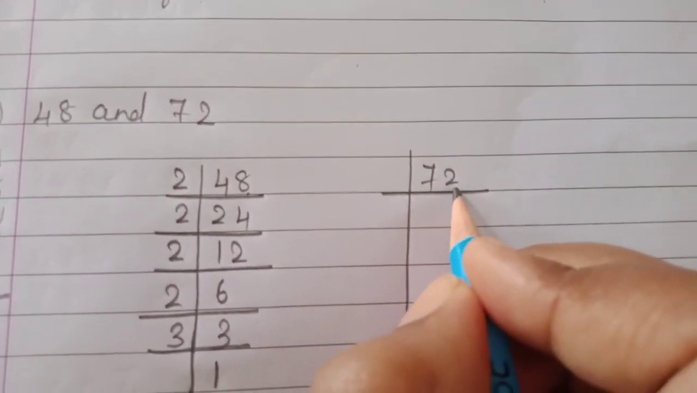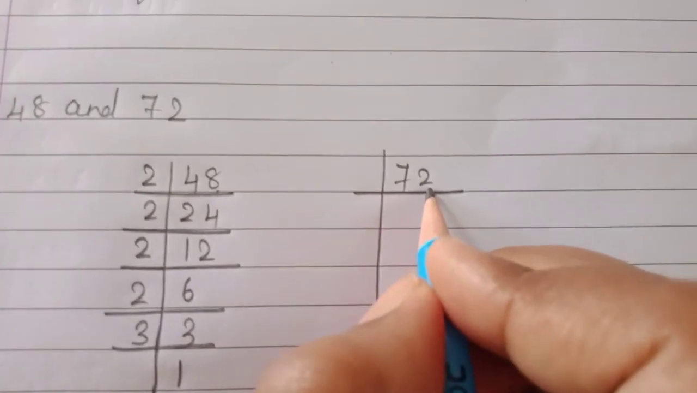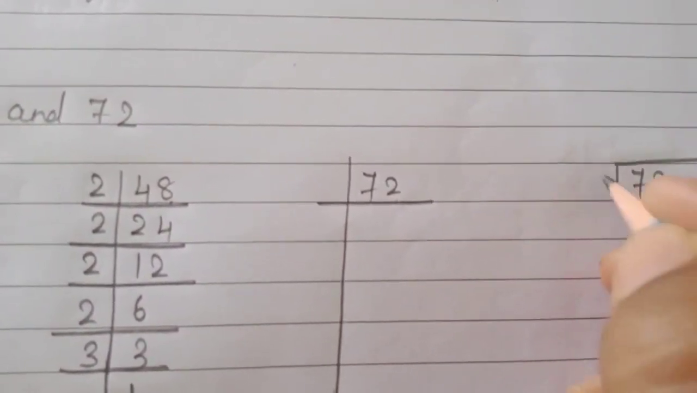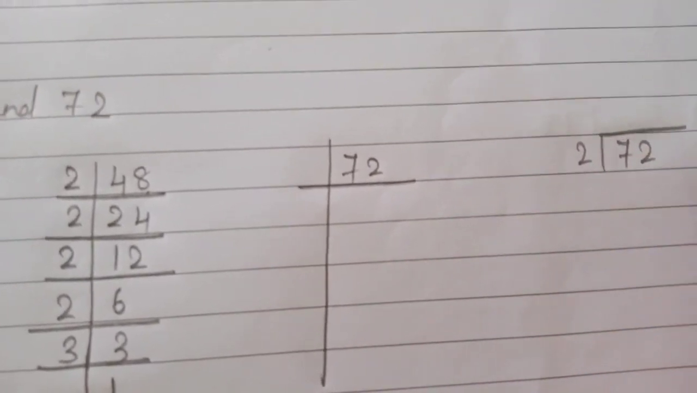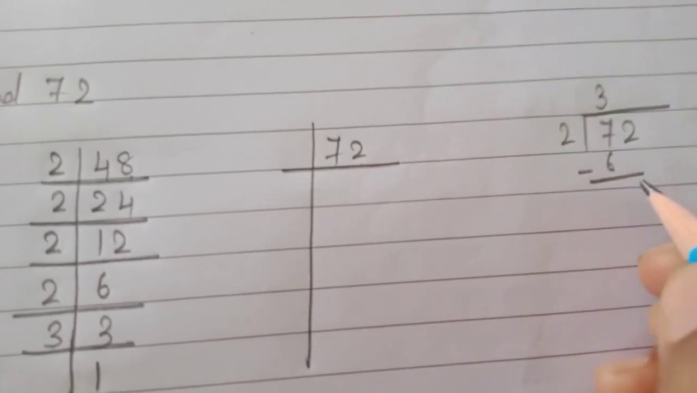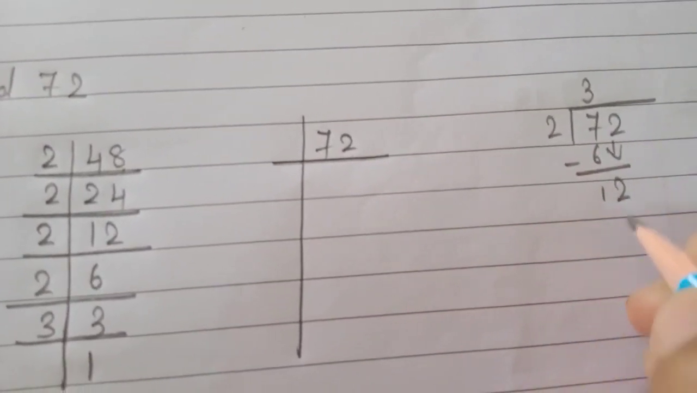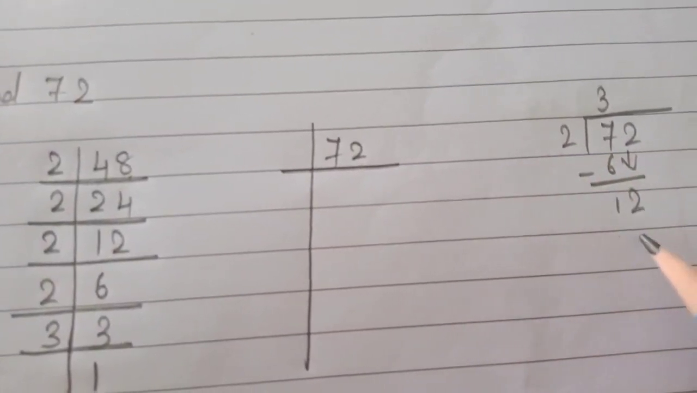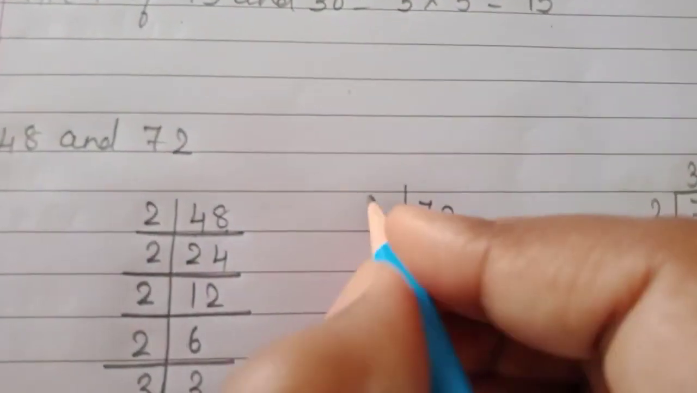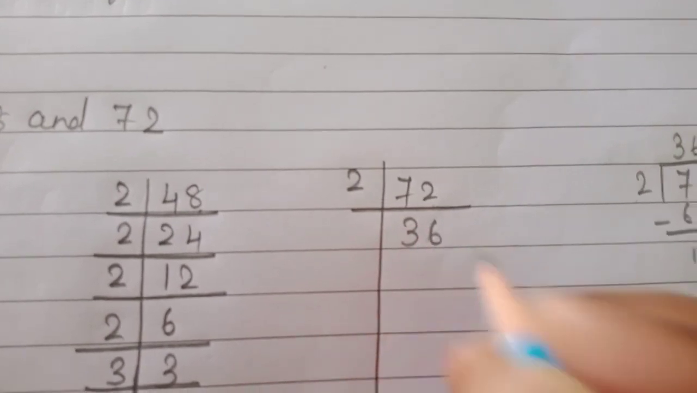here also in ones place 2 is there, so it is divisible by 2, an even number is there, so we will divide and see. So in 2 table 7 will not come, so we will take a smaller number. 2 3s are 6, so 7 minus 6 is 1, so this 2 will come down, it will become 12. In 2 table when 12 will come, 2 6s are 12, so we will write 2 36s are 72.